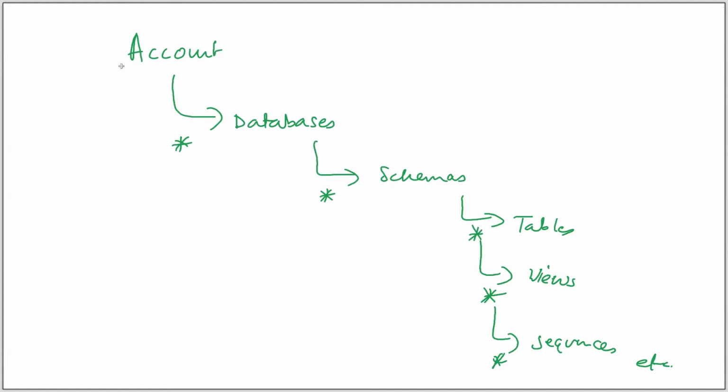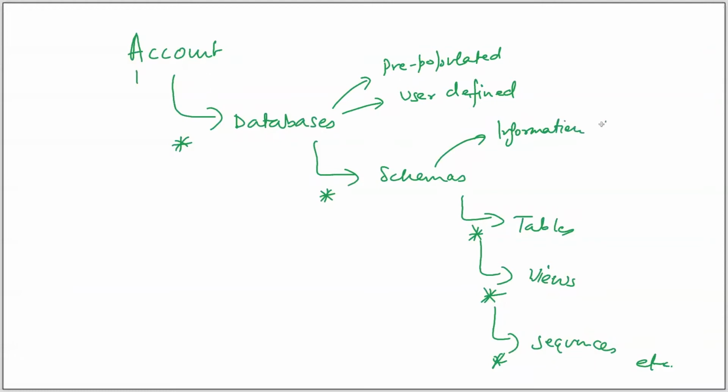So I just showed you we are logged into a Snowflake account, and one account, star means many, has many databases. Some are pre-populated databases which are given by Snowflake, and some are user defined. I can always define my own database. And for schema, there is one called information schema, which has metadata, or it can be a user defined schema. You can actually query this metadata. We will see one example.